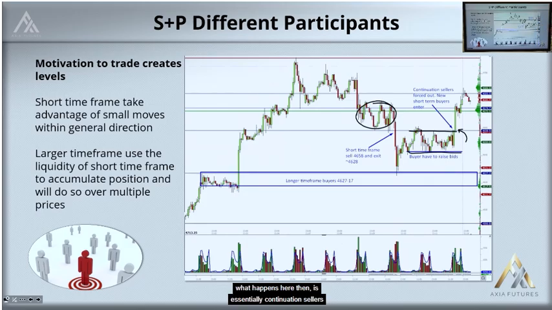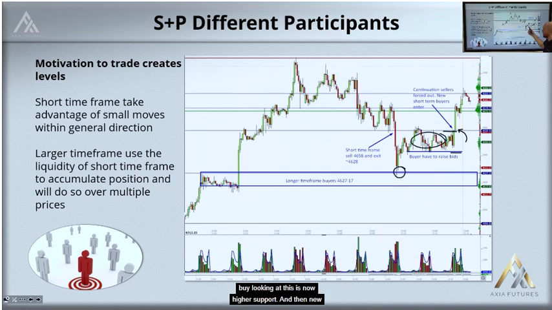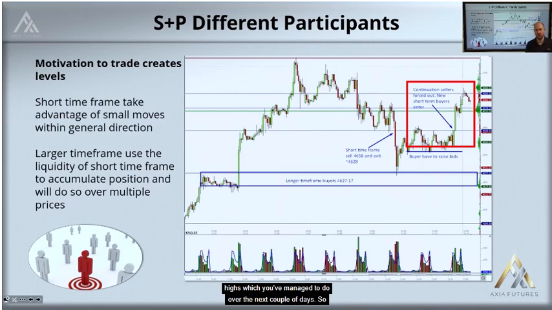And what happens here then is essentially continuation sellers get forced out. So those short time frame traders who are trying to play for the continuation, for this to be a drop, bounce, continue, get pushed out. Market drives up, new buyers enter. So you'll have the buyers down here. You'll have the buyers who buy it looking at this as now higher support, and then new buyers who are waiting for confirmation later on. They come in and enter as well. This is what gives you that next leg towards the upside. And this is what then keeps that move going back up, and eventually one will be looking for back towards record highs, which it managed to do over the next couple of days.